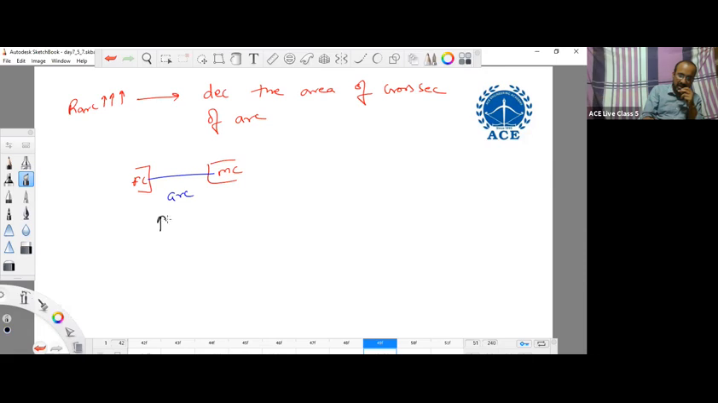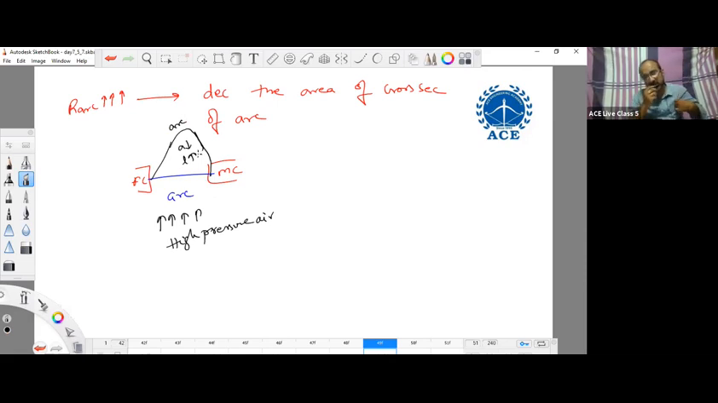If you apply a high pressure air blast across the arc, then what happens? The arc will stretch like this. Whenever the arc is stretched, its area of cross section decreases and the arc length also increases. So the arc resistance is increased.